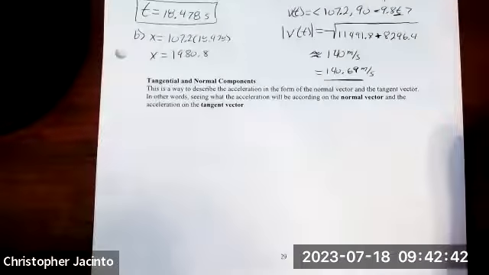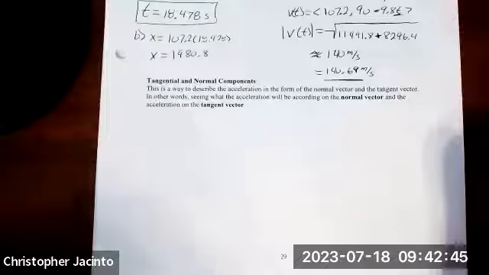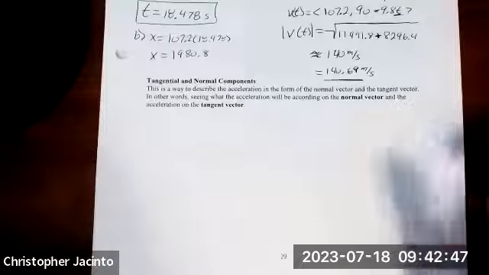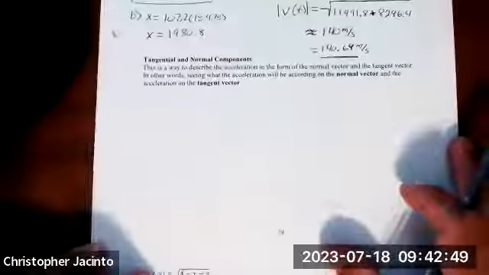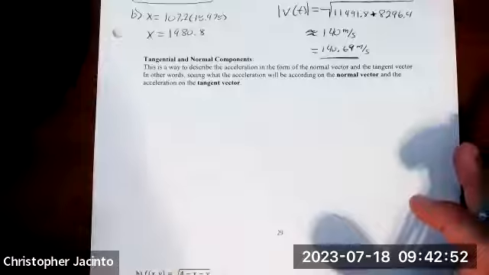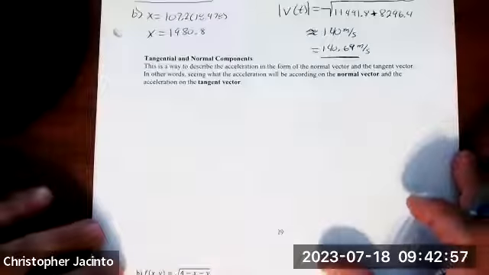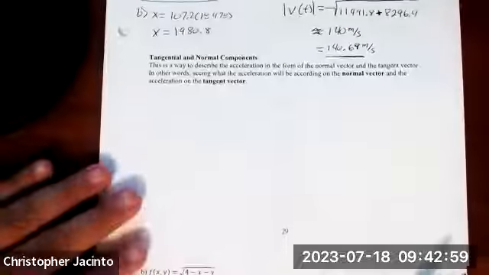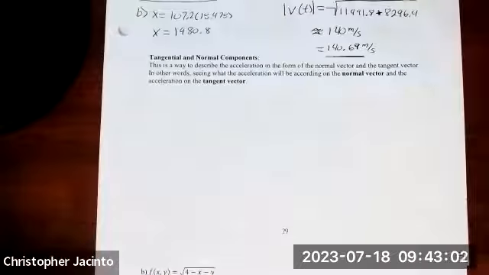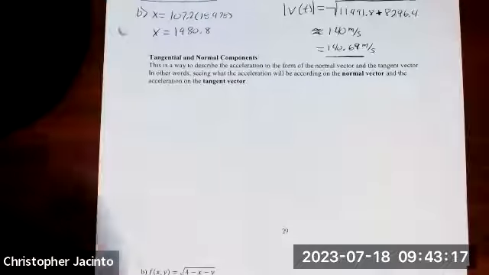Next part is something called tangential and normal components. So this is a way to describe the acceleration in the form of a normal vector and a tangent vector. So why? Well, why not, right? I always say that. We could describe any acceleration given a normal vector and a tangent vector, or both of them. In other words, we're going to see how we can create the acceleration using only normal vectors and the acceleration using only tangent vectors.